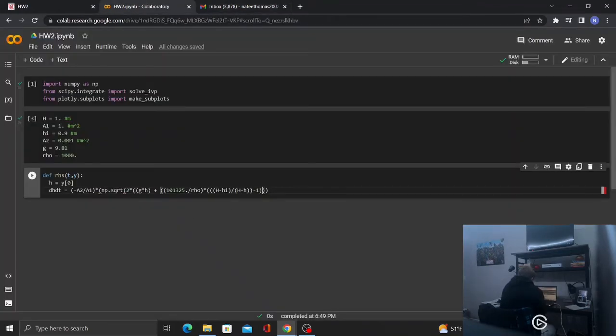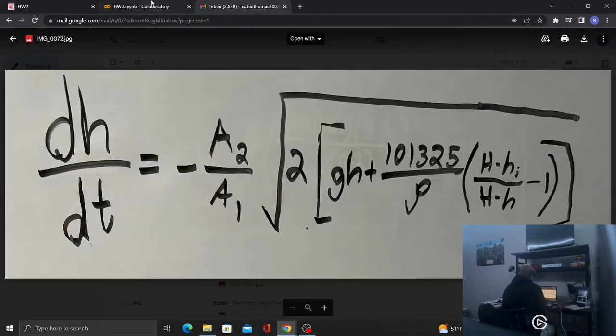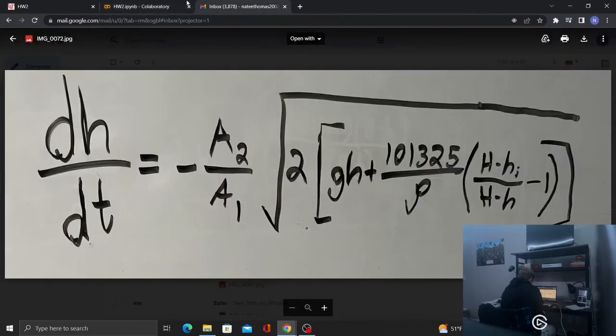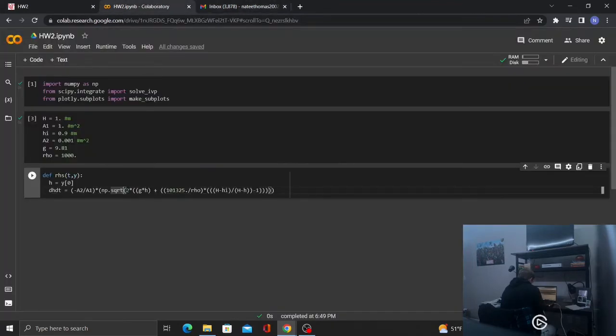Okay, so again, let's make sure this is all right. So a1, negative a2 over a1 times... okay, so we are missing some parentheses here. There we go. So numpy square root. Again, it should be of that whole thing. Yes. 2 times that whole thing.